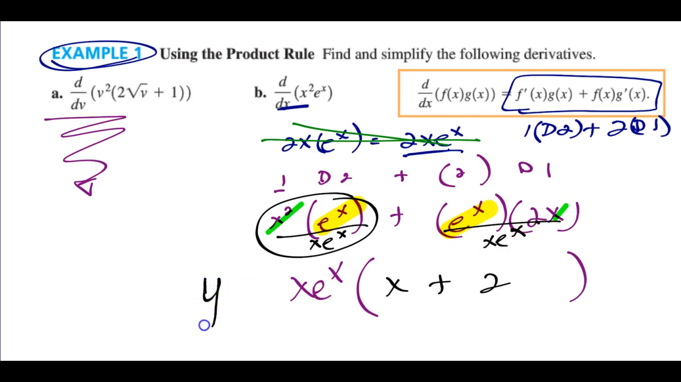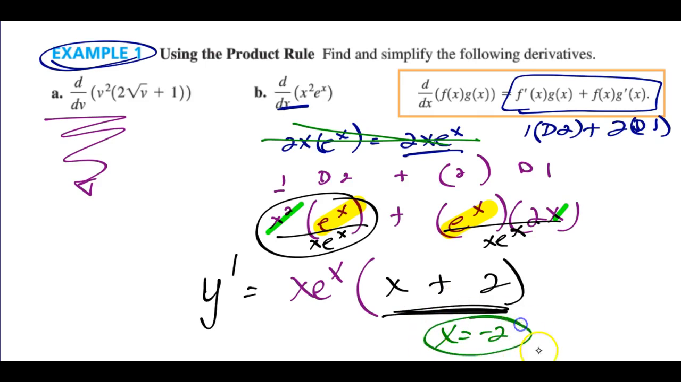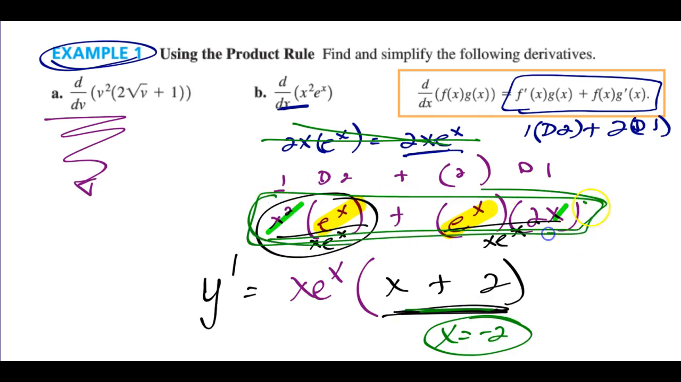Again, this is the derivative of this thing, and you can see why I like it in factored form, because it's really simple to see that the root of the derivative here is going to be -2. That's a 0 at -2. It's not as obvious to see if you leave it in this form. So this is why we like the simplified, factored form.